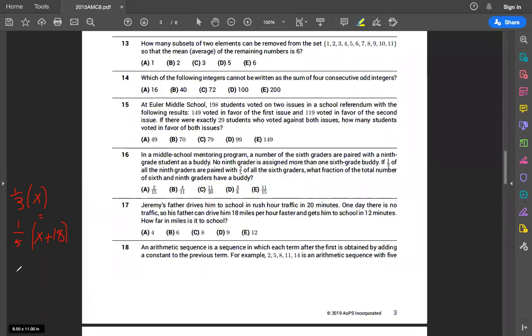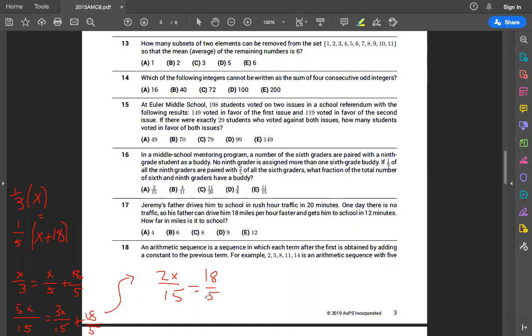Now we just have to solve for x. x over 3 equals x over 5 plus 18 over 5. If we convert to a common denominator, we'd have 5x over 15 equals 3x over 15 plus, we can keep the 18 over 5 here. Then that would mean that 2x over 15 equals 18 over 5.